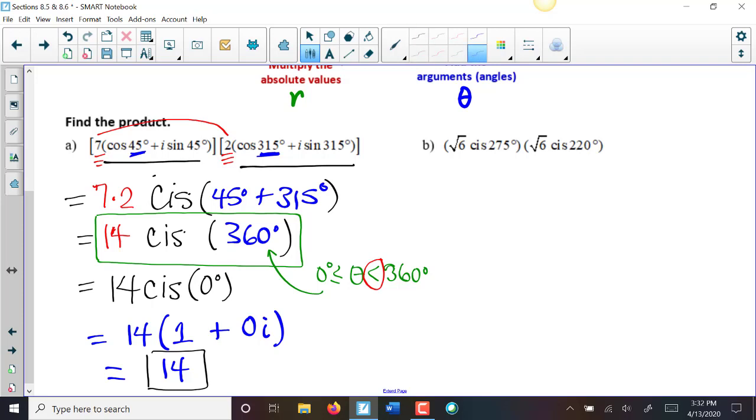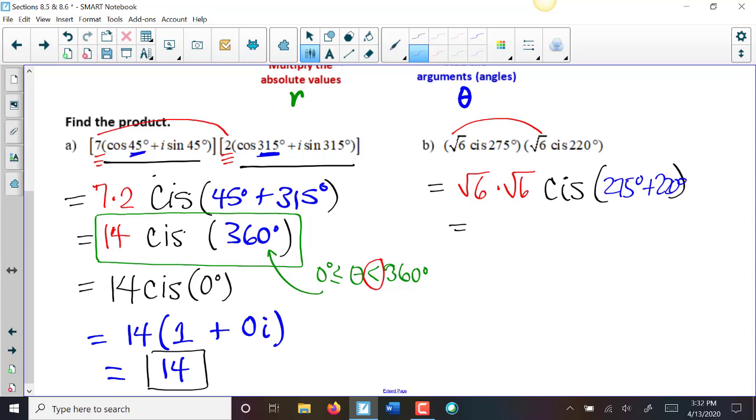All right, let's multiply these two. Okay, so once again, multiply their absolute values. So that's square root of 6 times square root of 6. And then add the angles. So it's going to be 275 plus 220. All right, so we end up with the new absolute value of the product being 6. The sum of my two angles would be 475.